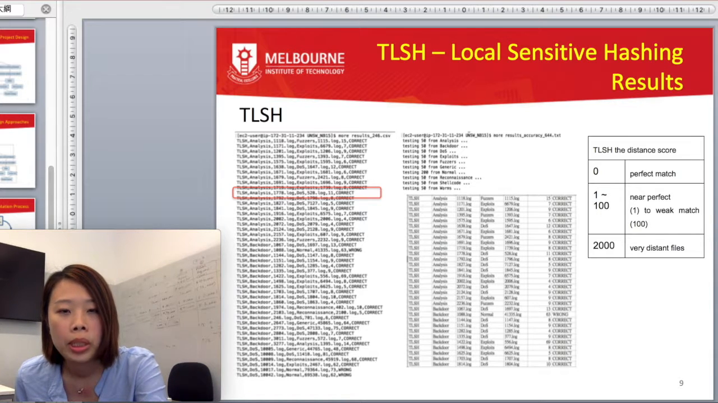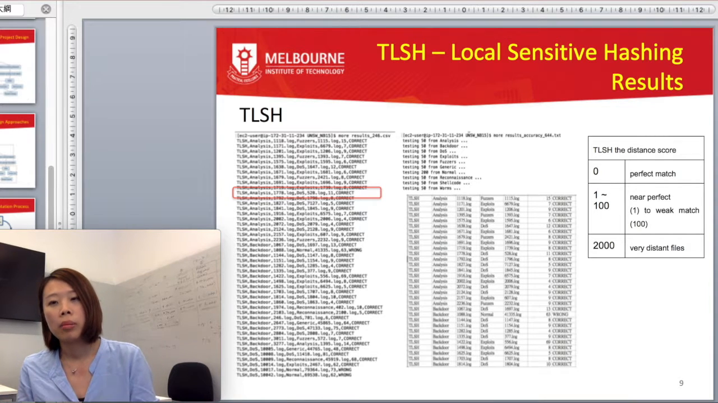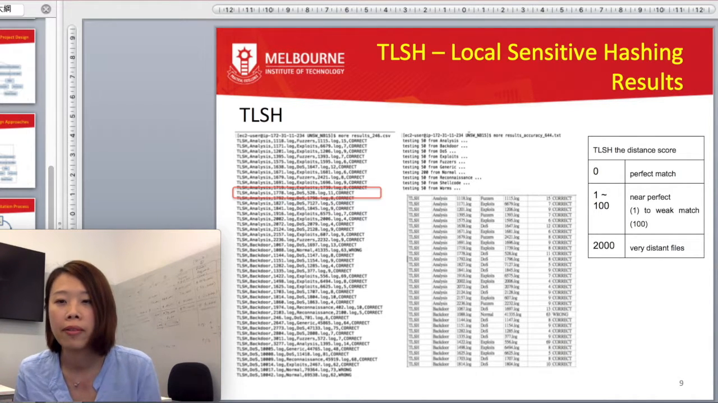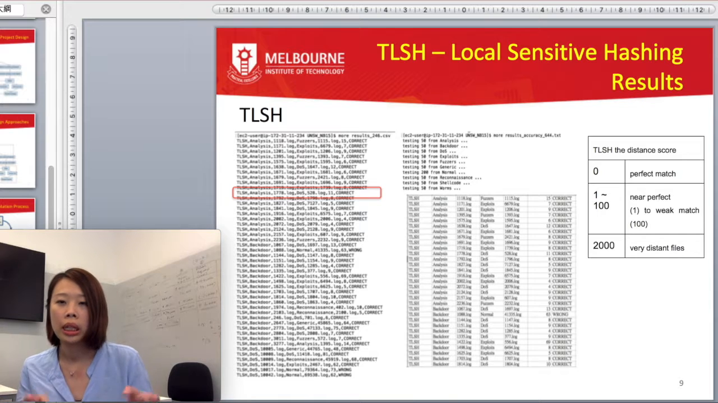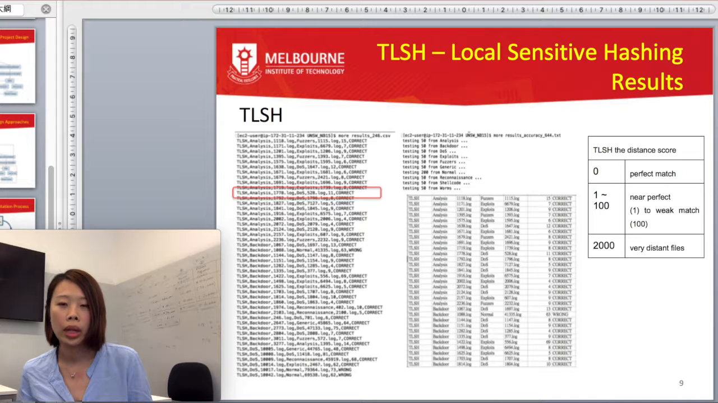If it's predicted as normal, but the actual situation is vulnerable, then the results will be wrong. But what are the results of the scores? In TLSH, a score of 0 means a perfect match. These two files are definitely the same file. And 1 to 100 means near perfect to weak match. So the higher the score, the larger the distance between the two files, and the more different they are.